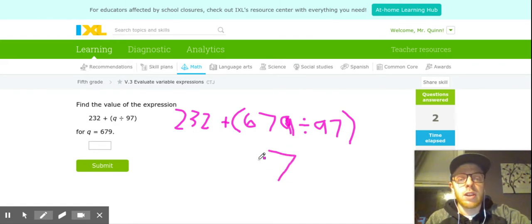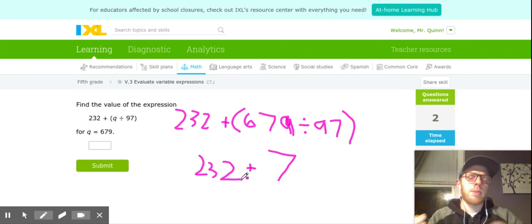So use those resources that are there for you to help you understand what those correct answers should be. So I'm going to write 7 because I'm working my way down, like I've learned through order of operations. And I'm going to add that to 232. Now, obviously, you guys are going to be writing this on a separate piece of paper. I'm just doing it on the screen, so it's easier for you to see.